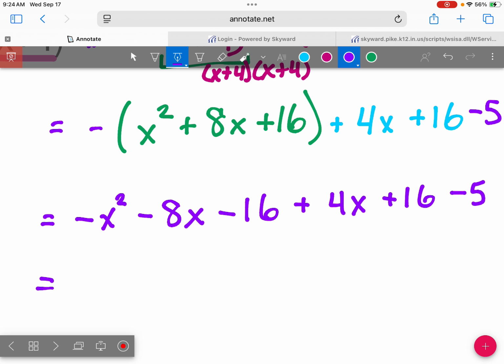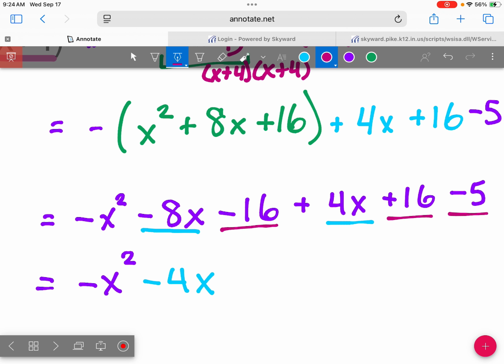So we've got our minus x squared. That's our only squared term. I've got a minus 8x plus 4x minus 4x. And then we get our minus 16 plus 16 minus 5. Minus 5.